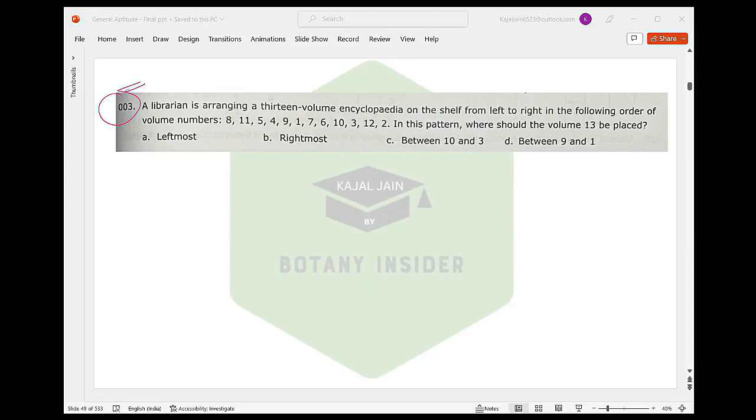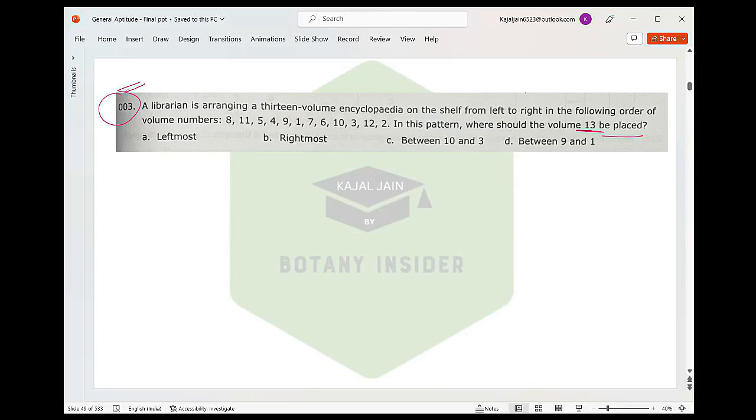Done. A very interesting question. Let's see. The question is, a librarian is arranging a 13 volume encyclopedia on the shelf from left to right, following the order of the volume number. The volume numbers are given in this pattern. It is asking where volume 13 should be placed. This particular thing is a bit tricky.